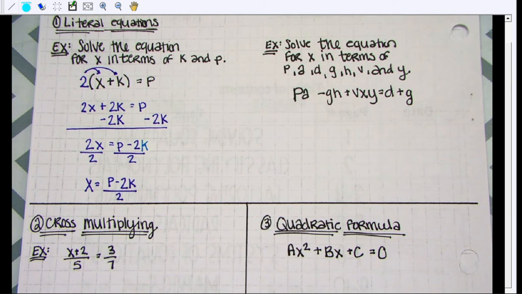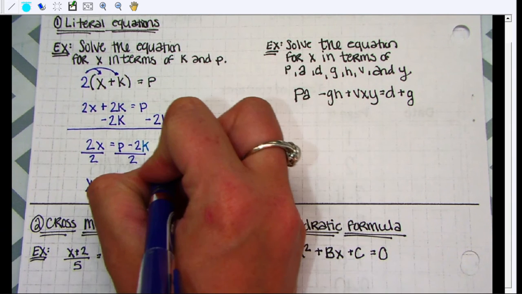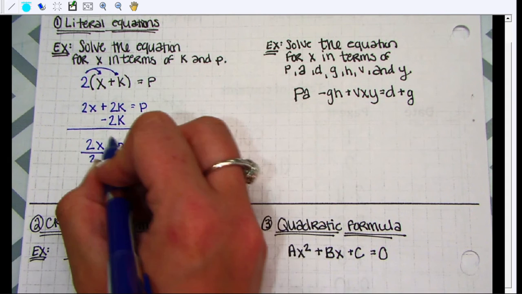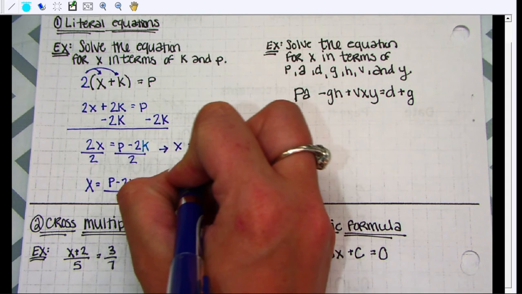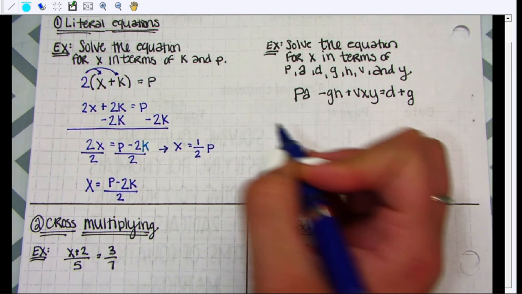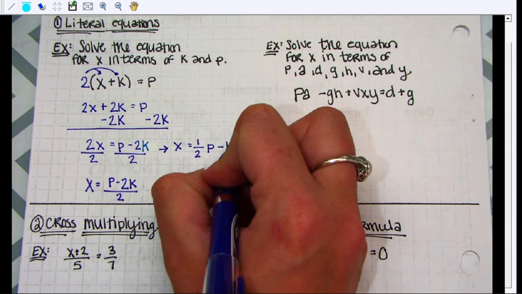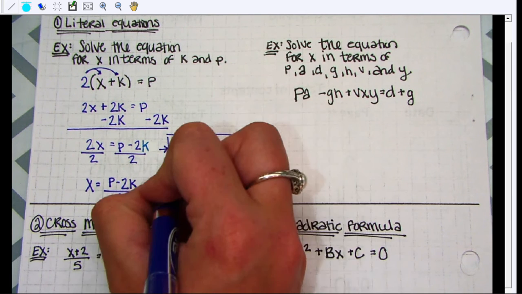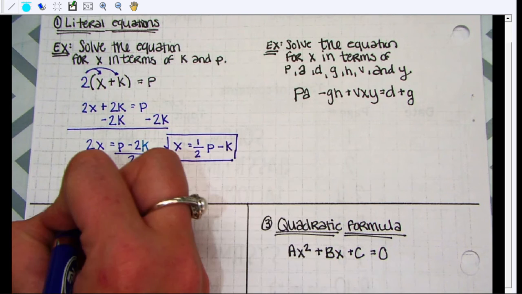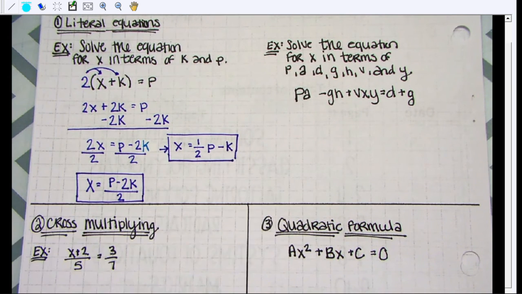Now, you can write that answer a different way. So you can leave x here, and then this 1/2 can go underneath p. So you might also see it like this, 1/2 p, negative 2 divided by 2 is negative 1 minus k. So this answer is the exact same answer as this one. All they did was just divide each individual term by 2.